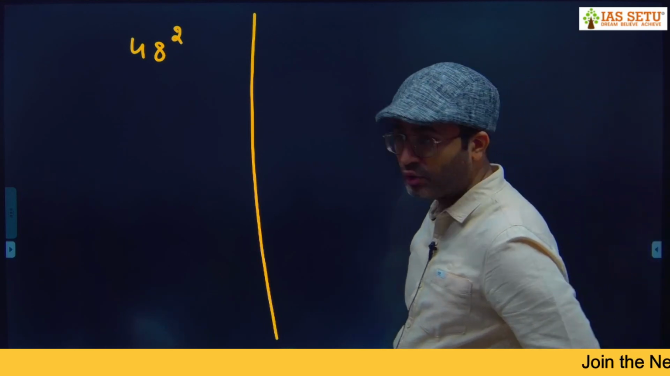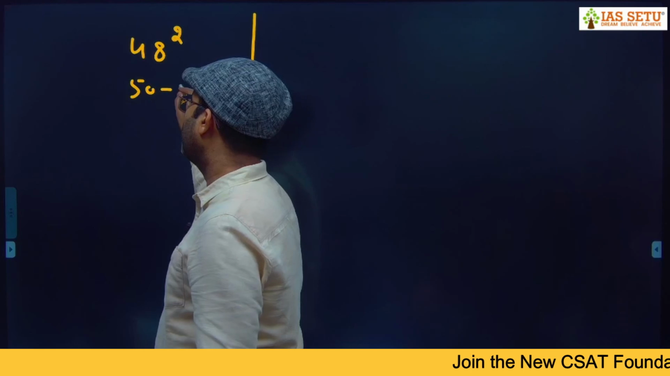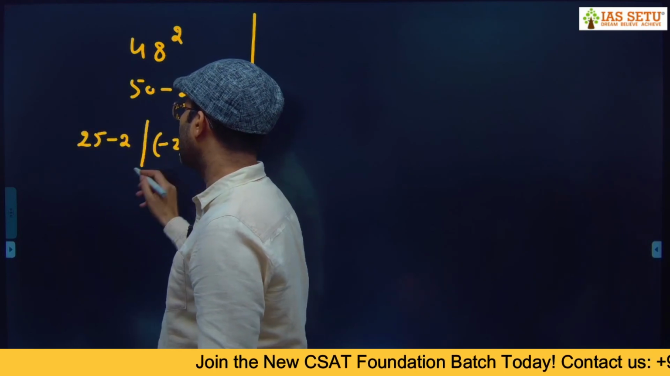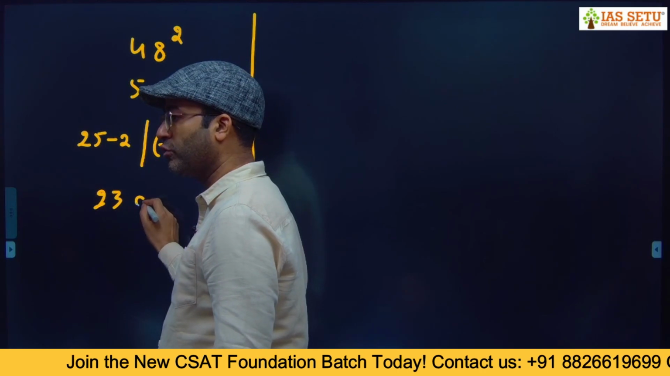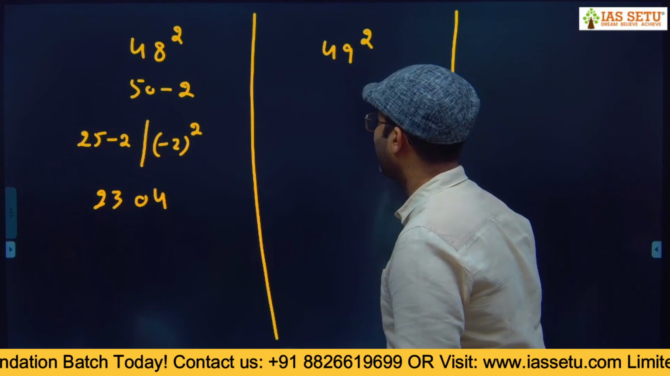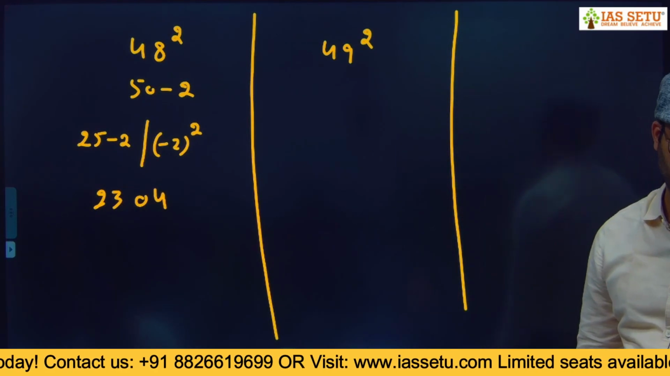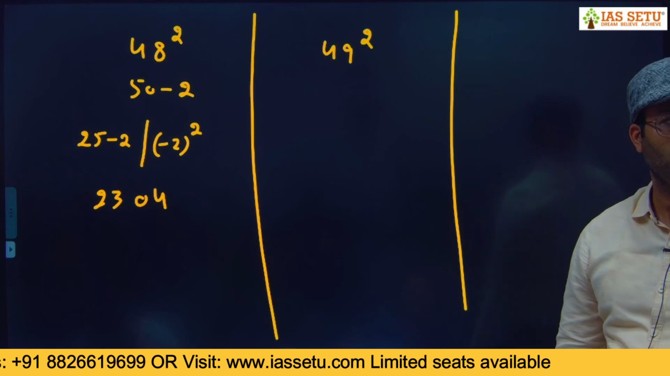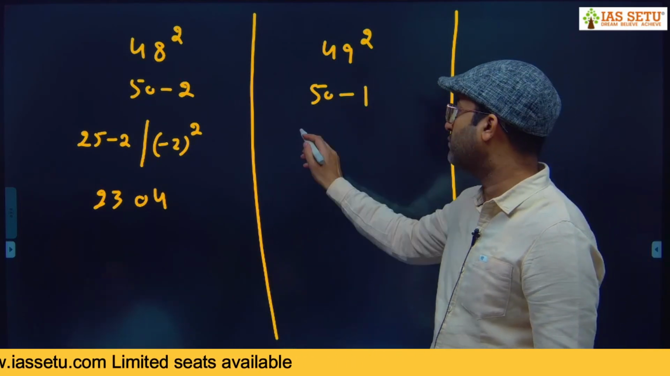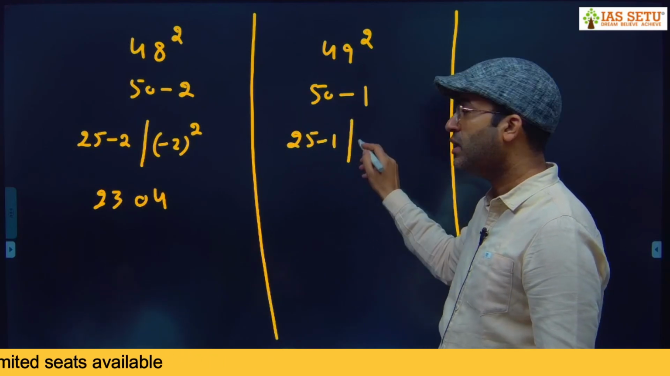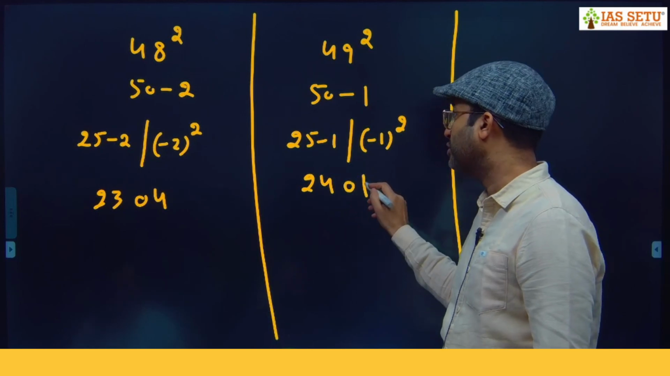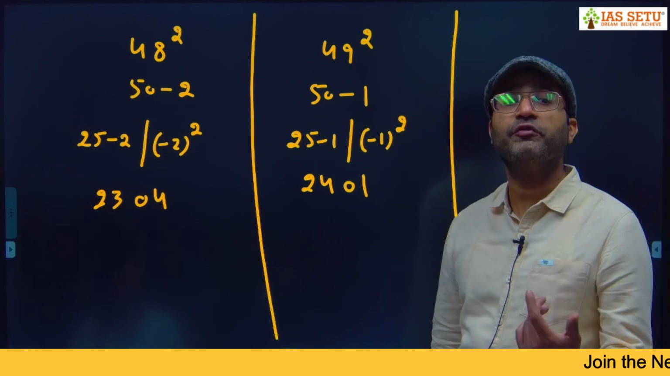What is coming? 2304. 50 minus 2. So left side value is 25 minus 2. Right side value is minus 2 square. 23 and 04? Yes, 04. What about 49 square? Okay, done. 50 minus 1. So left side value will be 25 minus 1. Right side value will be minus 1 square. So 24 and 01. Let us do 2 more values where we have carry forward.